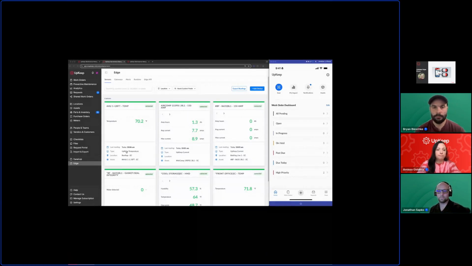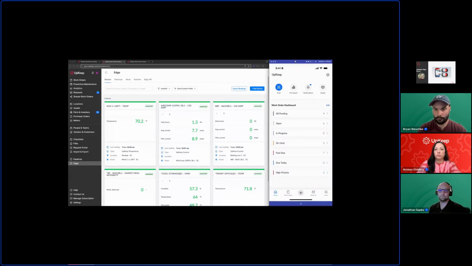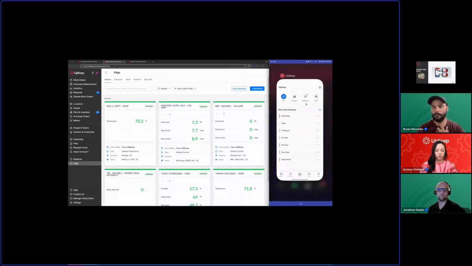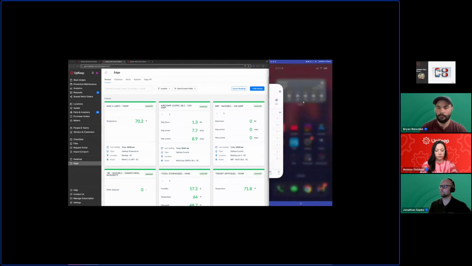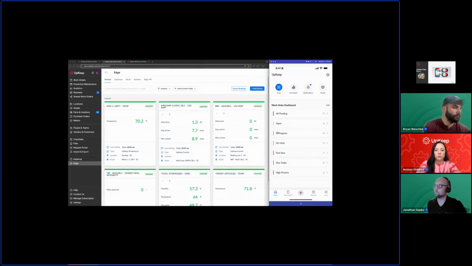Right now, what you're seeing is my phone on the right-hand side. This is our mobile application. This is where we create work orders, execute work orders, create requests, and perform asset management without having to go to a desktop. We are a mobile-first company, so I always want to make sure that everyone knows that whenever you utilize Upkeep, utilize the application. It is extremely easy to use. It's extremely powerful. There's a lot you can do with that.